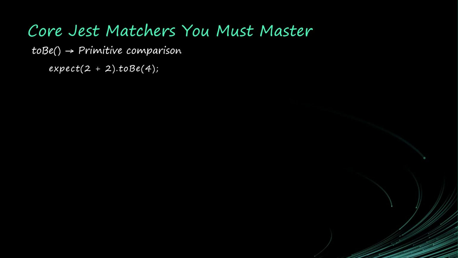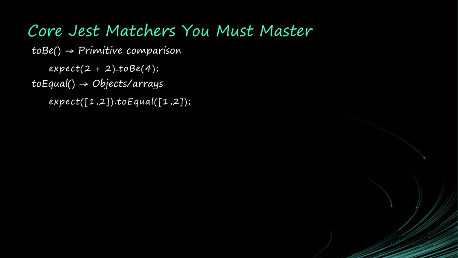We have toBe. So we expect 2 plus 2 toBe 4. It gives you the exact output. So 2 plus 2 must give you 4. All right. We also have toEqual. This toEqual is for objects and arrays. So this array 1, 2 is equal to 1, 2. We cannot use toBe for objects and arrays. So we use toEqual for objects and arrays.